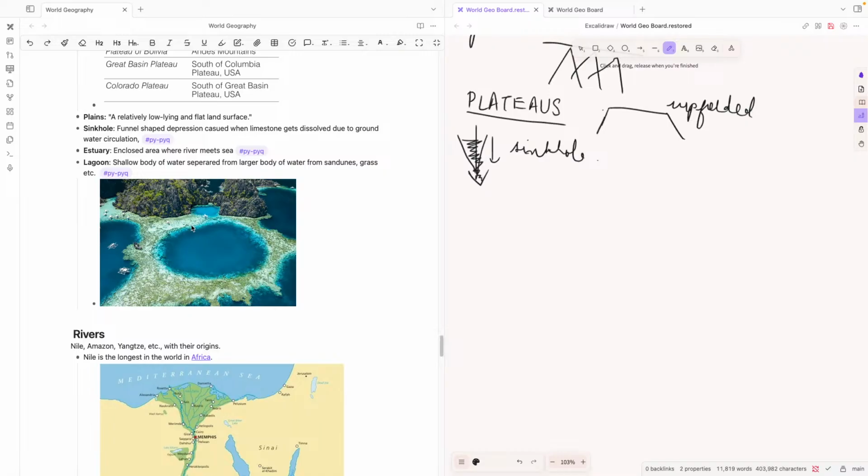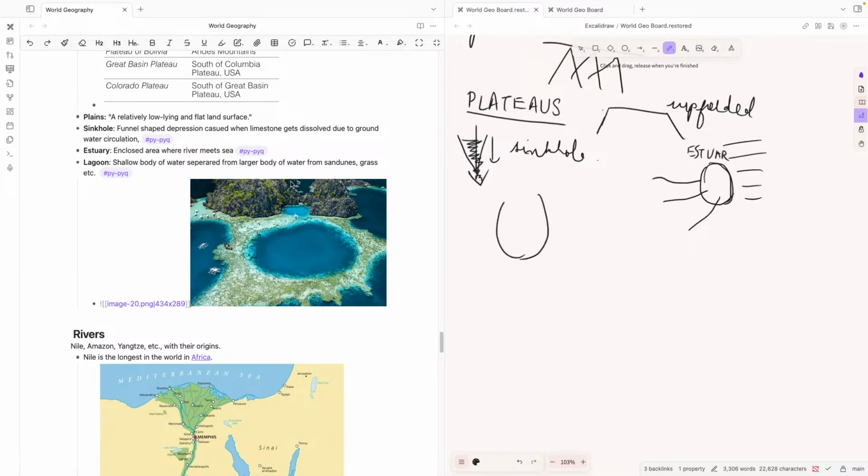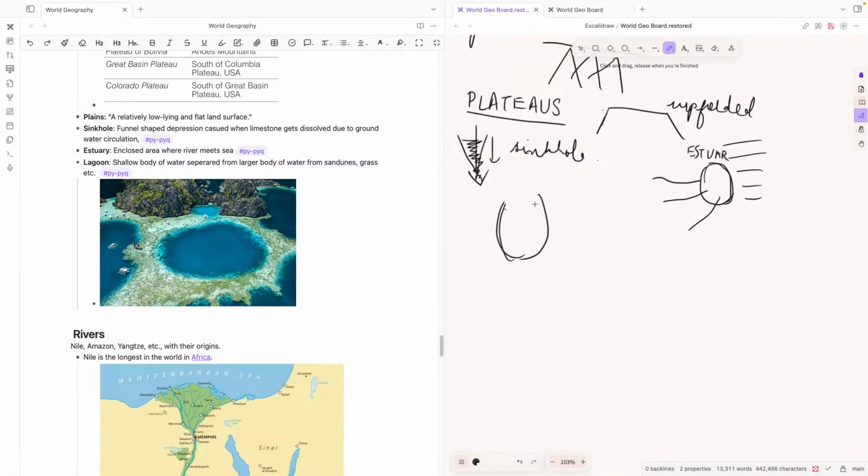Estuary is an enclosed area where the river meets sea. So the rivers are flowing in an enclosed area, the rivers meet the sea. So this is called an estuary. Similar to that, we have a lagoon. It's a shallow body of water separated from a larger body by sand dunes. So there are a couple of sand dunes similar to this image, and the sand dunes separate the smaller body from the larger part, whereas in an estuary there are no sand dunes, nothing to separate, but the water in itself gets separated.